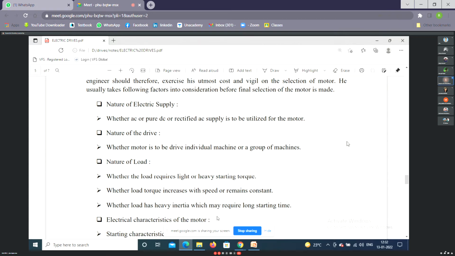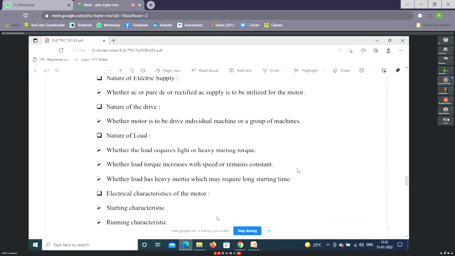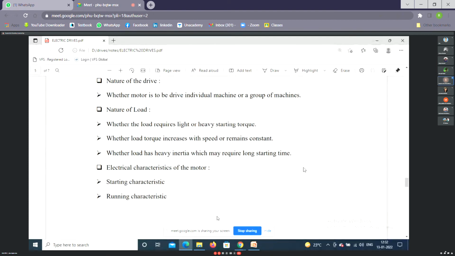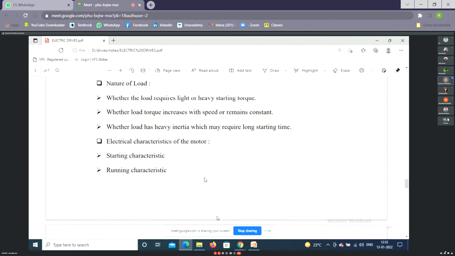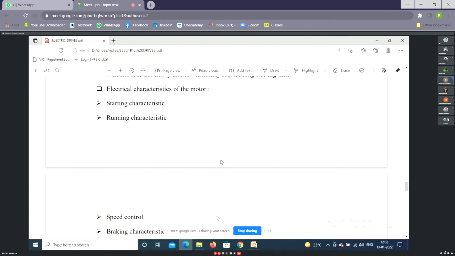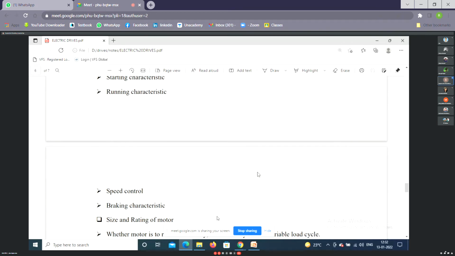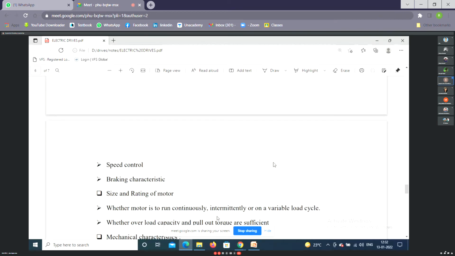Then the nature of the load: whether the load requires light or heavy starting torque, whether load torque increases with speed or remains constant, whether the load has heavy inertia which may require long starting time. These transient conditions have to be known before selecting the motor. Then the electric characteristic of the motor, the starting and running characteristic should be suitable for the drive. Then speed control and braking characteristic also should be known and considered while selecting the motor.